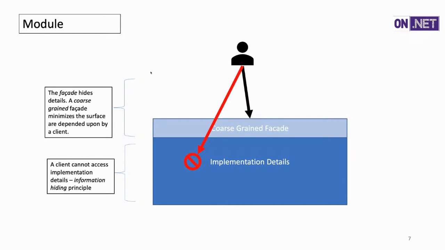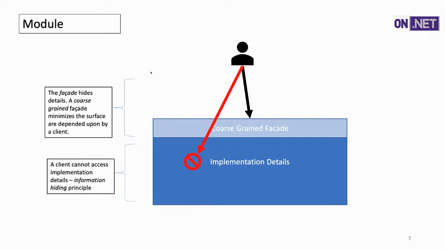Lots of things have this characteristic of being a module. A class has the characteristics of being a module. We hide away the implementation details. We have a public set of members and methods that are narrower than the overall implementation details of the class.